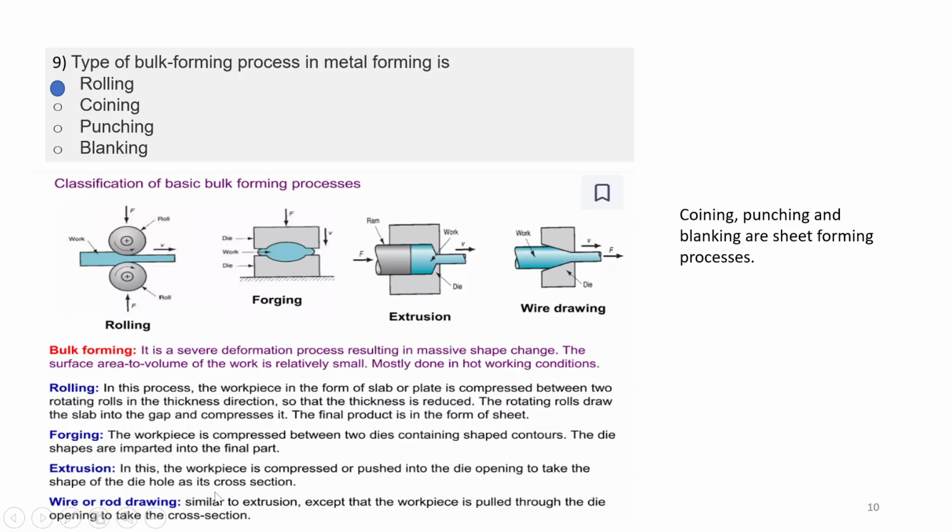So in case of extrusion, entire cross section will be uniform. In case of wire drawing, you have cylindrical wire already and you will be reducing its diameter subsequently. Rod or wire, that will be initial stock. So similar to extrusion, except that the workpiece is pulled through the die opening to take the cross section.